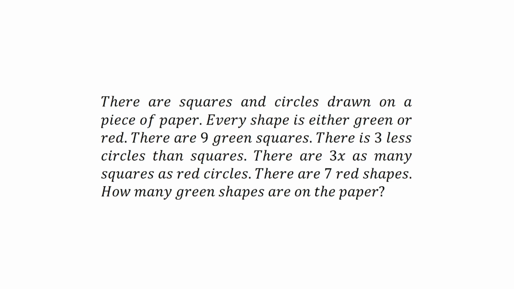And the problem is as follows. There are squares and circles drawn on a piece of paper. Every shape is either green or red. There are 9 green squares. There are 3 fewer circles than squares. There are 3 times as many squares as red circles. There are 7 red shapes. How many green shapes are there on the piece of paper? So there's the problem right there on the top left for those who need it.